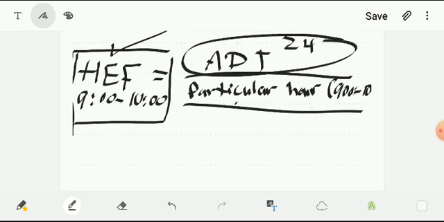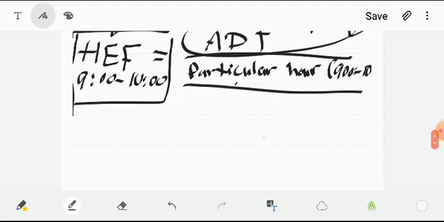So if I've taken my count from 9 to 10, I just need to go to the table, like a code, and figure it out. You just search for the HEF for that particular hour, multiply by it, and you get the ADT for the entire day. It's not the most accurate, but it's very useful.